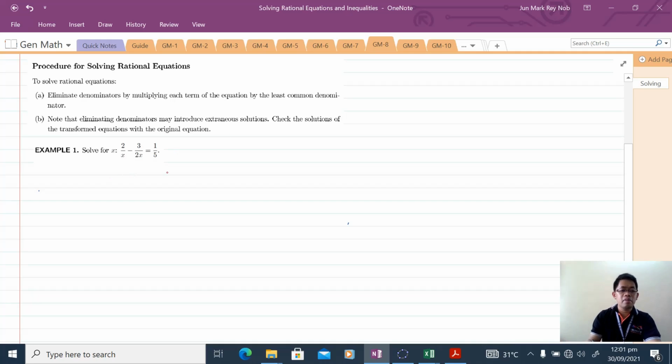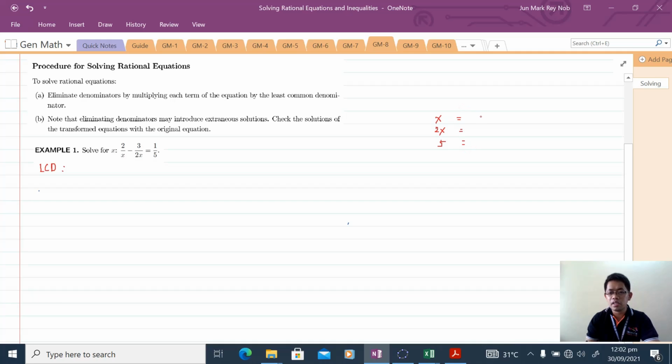Right, for example, number 1, we need to find the value of x that will satisfy the rational equation given by 2 over x minus 3 over 2x is equal to 1 over 5. So the first thing, based on the procedure, we need to find our LCD. Of course, we know how to find LCD, but just for illustration purposes, we can have our scratch right here. So just write our denominators.